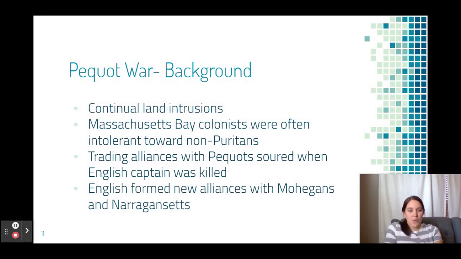So, some background on the Pequot War is that the continual land intrusions just continued to wear on those relationships. And it also was the religious intolerance of the Massachusetts Bay colonists. So, incredibly intolerant to non-Puritan beliefs, forcing not only religious beliefs, but then also the behaviors associated with Puritanism, forcing that upon local Native Americans. And so the trading alliances ended up souring when an English captain was killed. That was blamed on the Pequot. And so then the English formed new alliances with the rivals of the Pequot, the Mohegans and the Narragansetts.